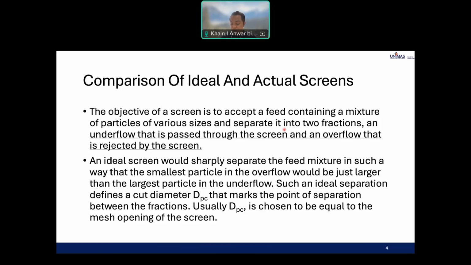Such an ideal separation defines a cut diameter, DPC, that marks the point of separation between the fractions. Usually DPC is chosen to be equal to the mesh opening of the screen.